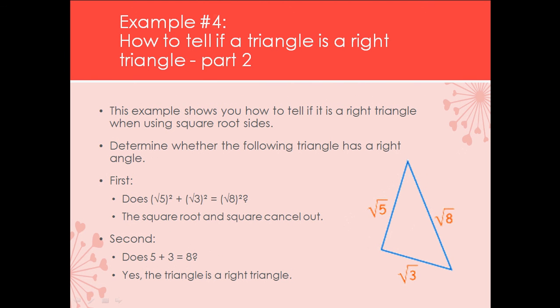Our fourth example is how to tell if a triangle is a right triangle, and it's a different way. This example shows you how to tell if it's a right triangle when using square root sides. So we're determining whether the following triangle has a right angle. So our first step is to figure out if the square root of 5 squared plus the square root of 3 squared is equal to the square root of 8 squared. Now our square roots and our squares cancel each other out, so we are left with 5 plus 3 is equal to 8. And yes, 5 plus 3 is equal to 8. Therefore, our triangle is a right triangle and has a right angle.